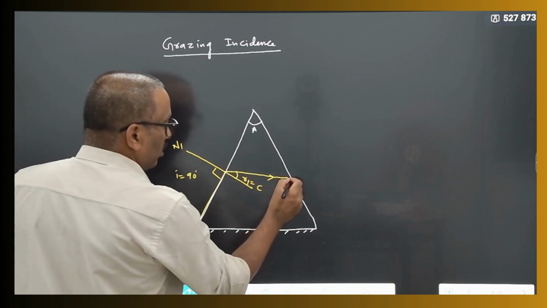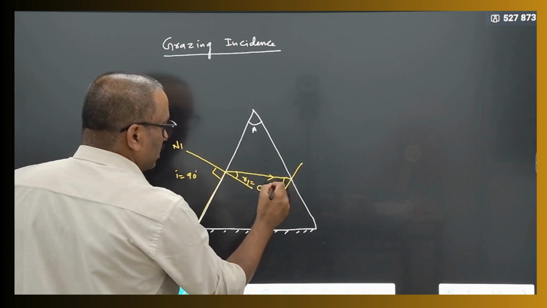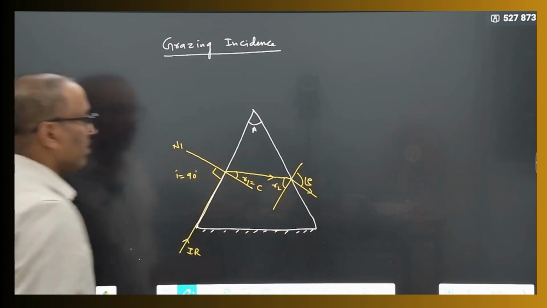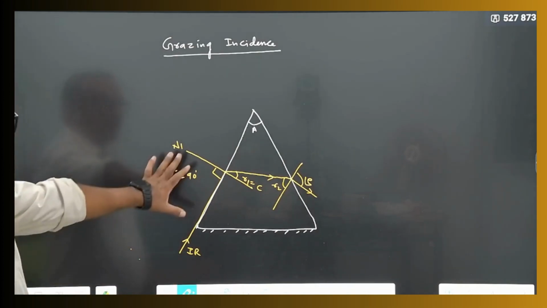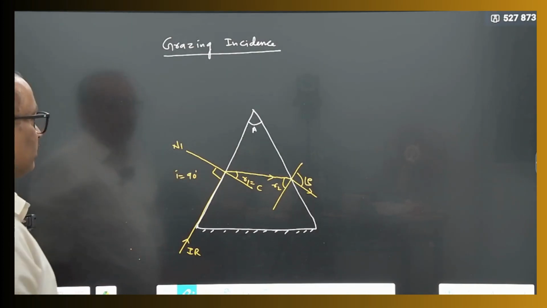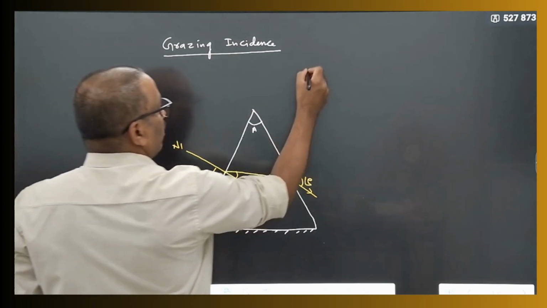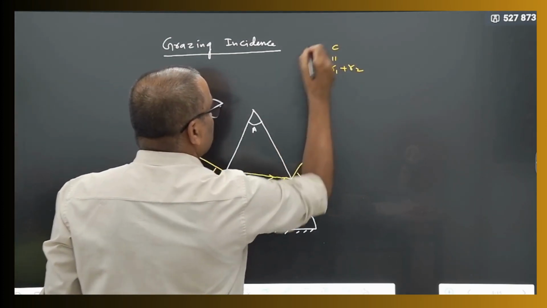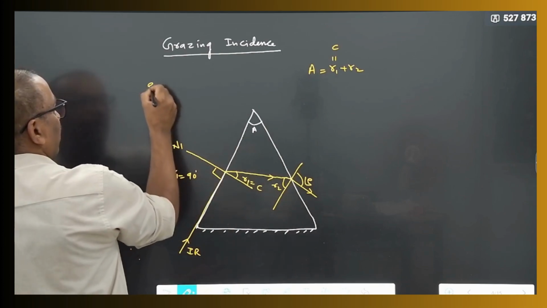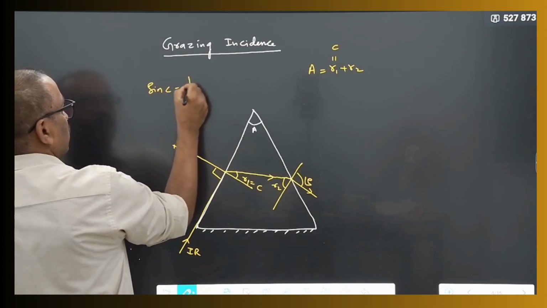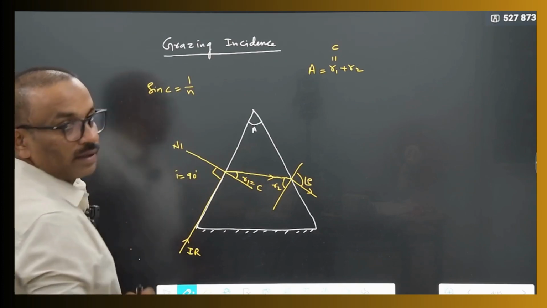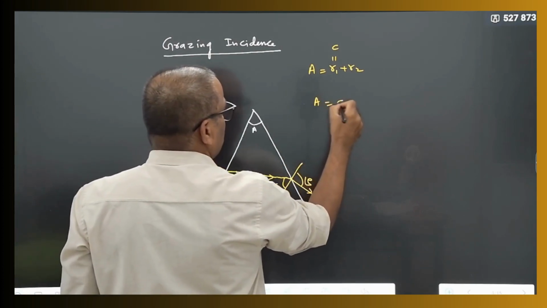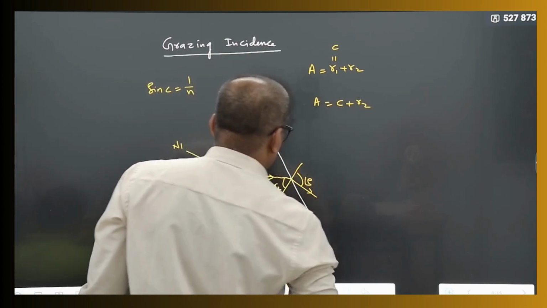Clear? Now maybe it is incident here. This is your R2. Maybe it will go out onto this. This is your angle of emergence. This is called grazing incidence. Right? So again you can apply this: A is equal to R1 plus R2. R1 is nothing but the critical angle. The critical angle formula you already know: sin C is equal to 1 by n. Clear? So you can use your formulas. A is equal to critical angle plus R2. Clear?